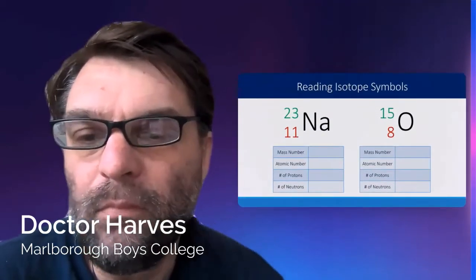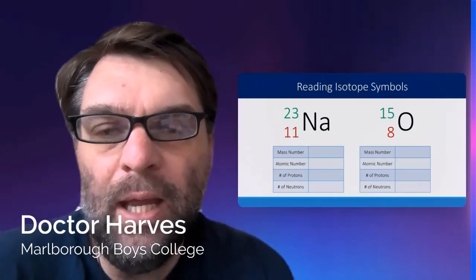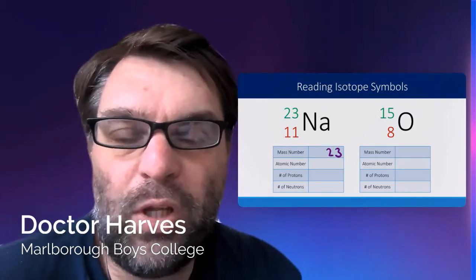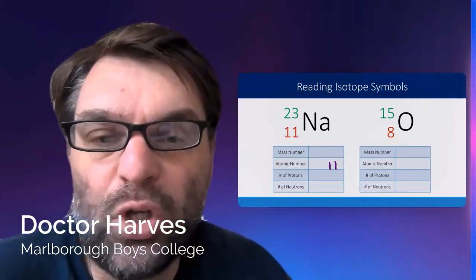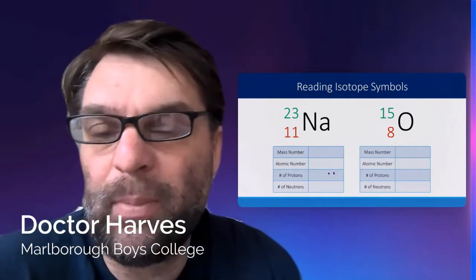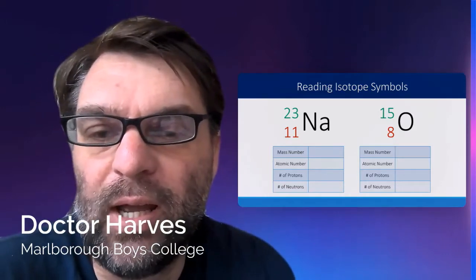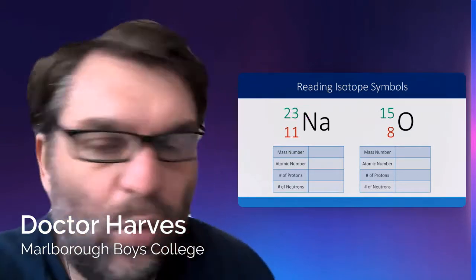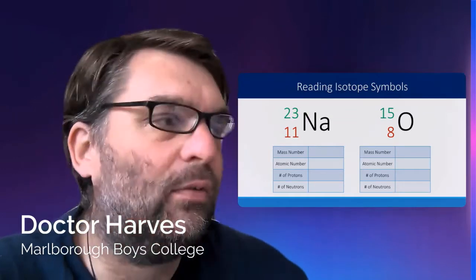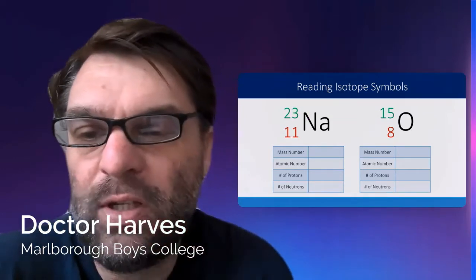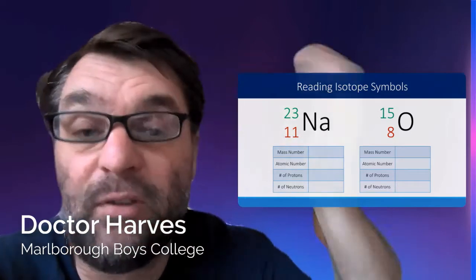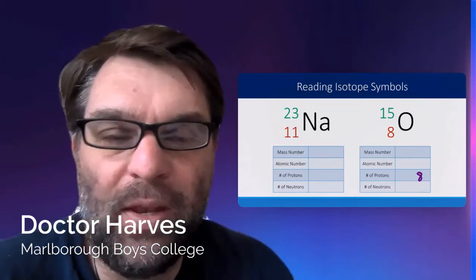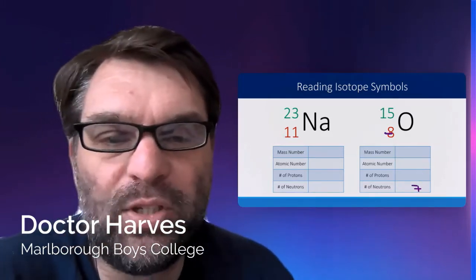For example, in terms of reading isotope symbols, the mass number here for sodium is going to be 23. The atomic number is going to be 11, the number of protons. Therefore, the number of protons will also be 11. We get the number of neutrons in the sodium nuclide by subtracting 11 from 23, which gives you, of course, 12 neutrons. For the oxygen nuclide we have here, the mass number is 15, the atomic number is 8. The number of protons, therefore, is also 8. And the number of neutrons is 15 minus 8, or 7 neutrons.